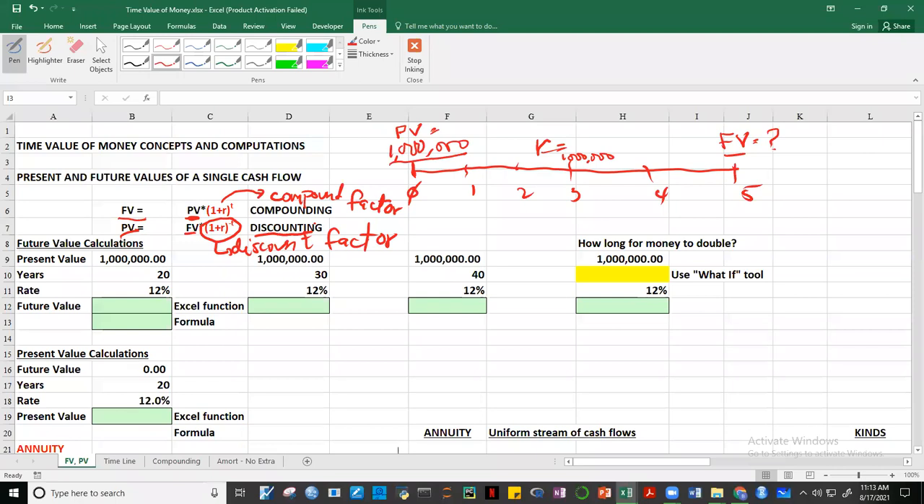Please chat, guys. What's another way of writing 1 plus r raised to the negative t? So let me write that here. Okay, my question is, what's another way to write it? What's the other way to write this? Because notice the difference between the compound factor and the discount factor is a negative, no?